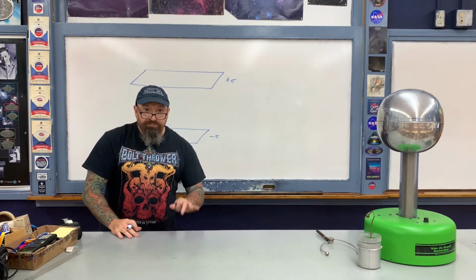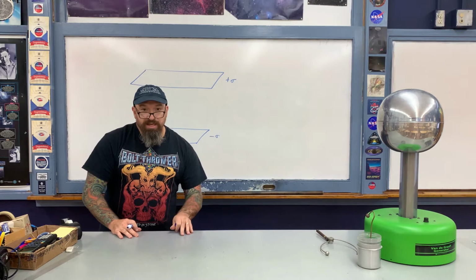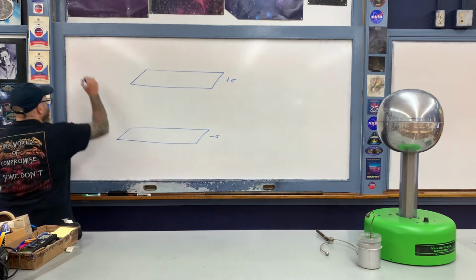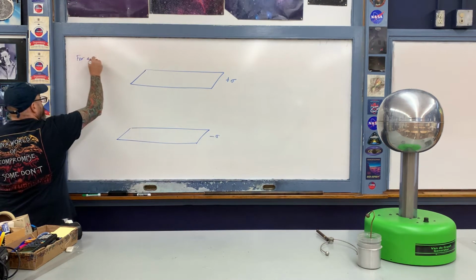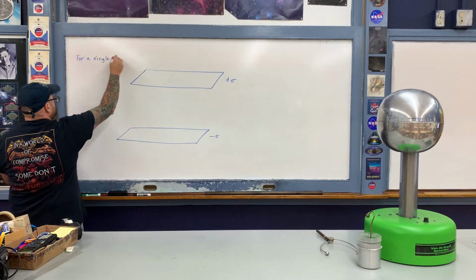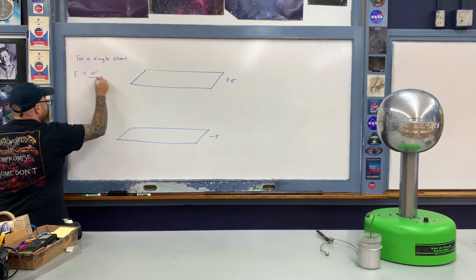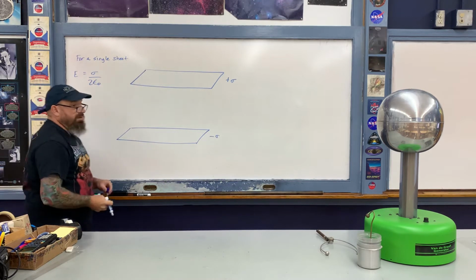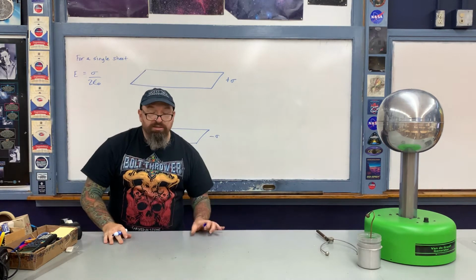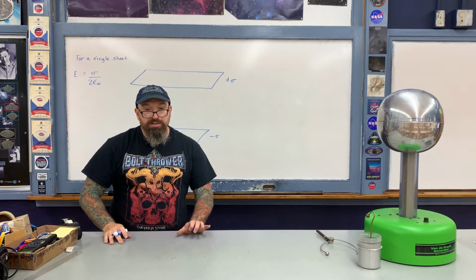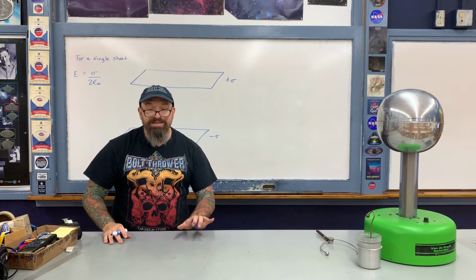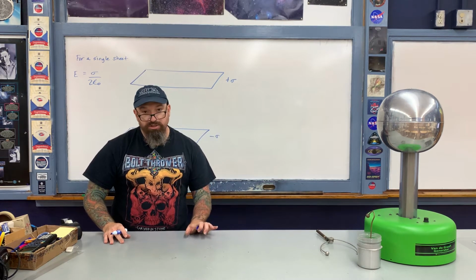Okay, now recall that for a single sheet, the magnitude of the electric field E from Gauss's law is sigma over 2 epsilon naught. What we want to do is draw out the electric fields associated with these sheets and then calculate what the net electric field is in all regions of space.